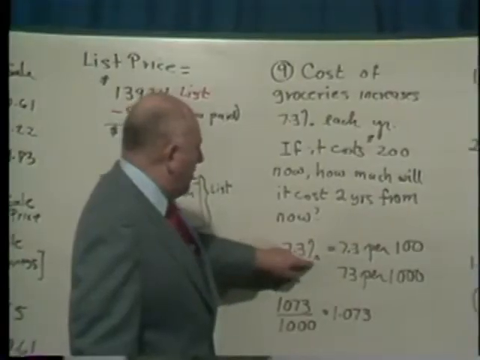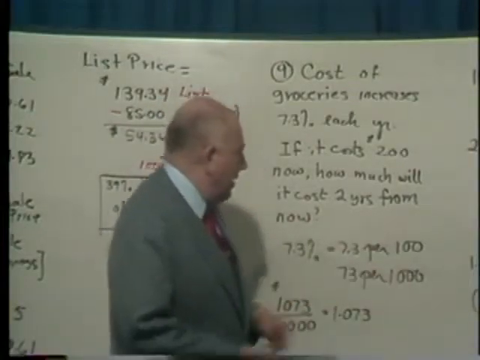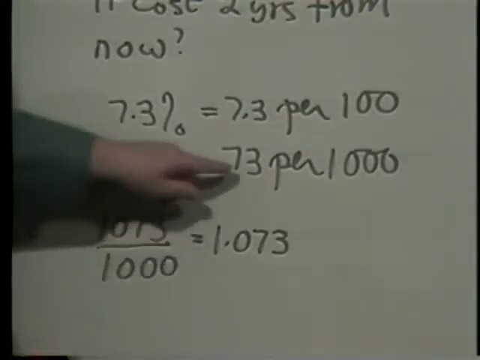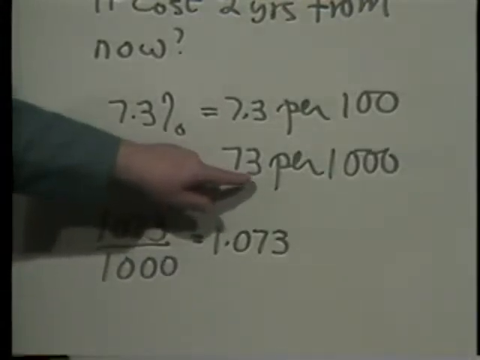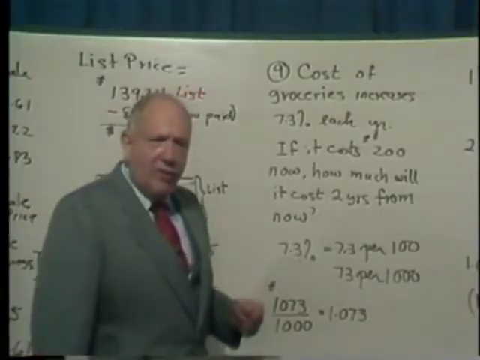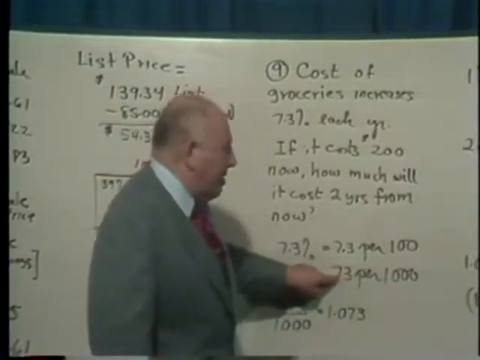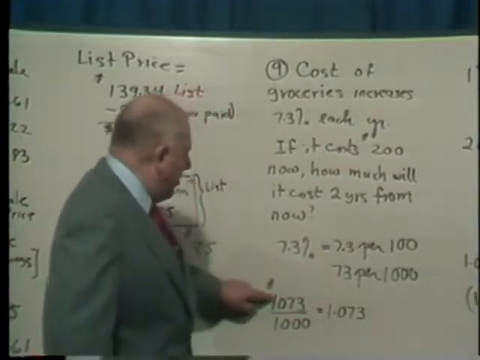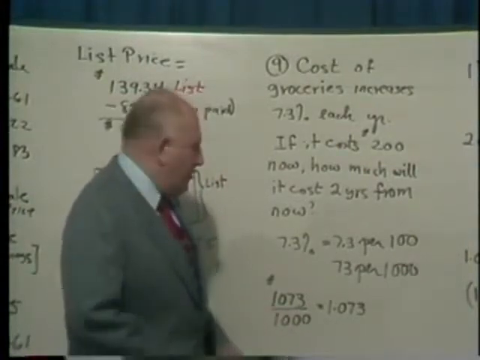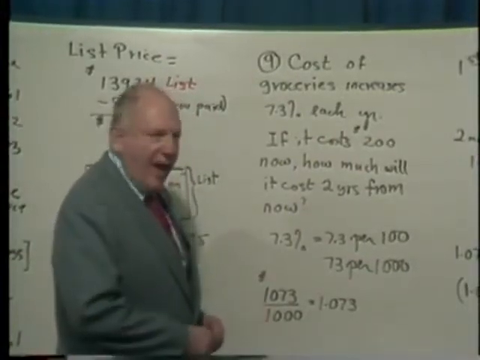See, 7.3% says that you're increasing by 7.3 per 100. And to put whole numbers in here, multiply both numbers in the ratio by 10. So what this says is the cost of the groceries is going up $73 for each 1,000. What does that mean? For each 1,000 the groceries cost this year, next year they're going to cost what? The 1,000 plus the 73. And so what that says is you're going to have to pay $1,073 for each $1,000 that you're paying now. And by the way, how do you write 1,073 over 1,000 as a decimal?